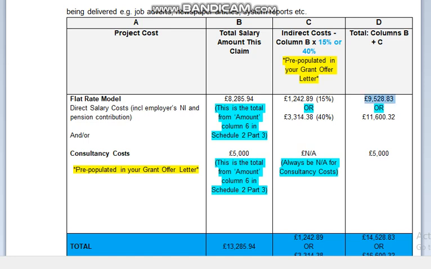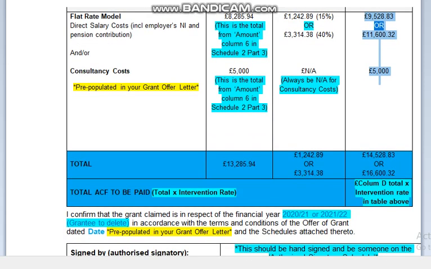Moving on to column D, as it says, the total is B plus C. So that's taking your B costs plus your C costs to give you your D costs. Total all the columns up individually, so that's B, C, D, and that gives you the overall amount that you want to claim.